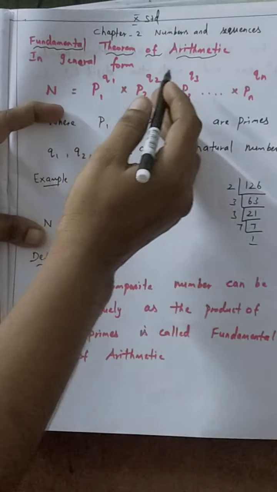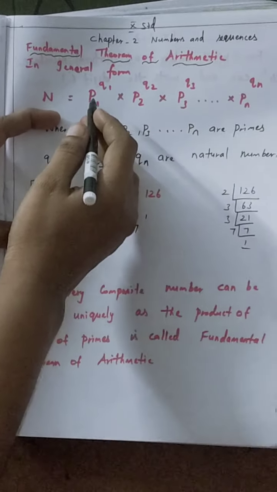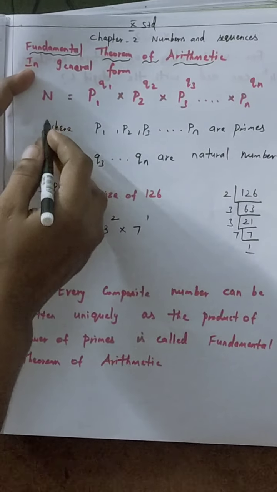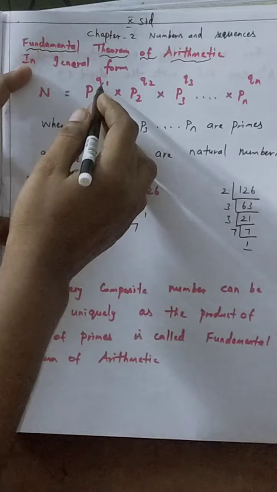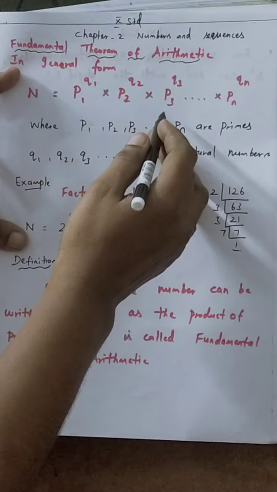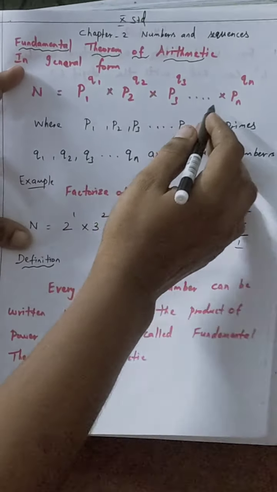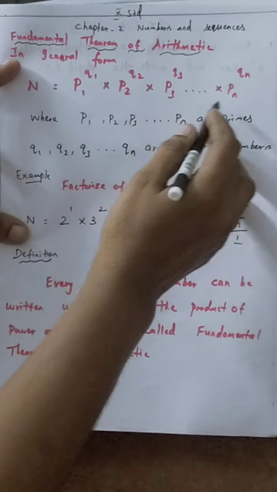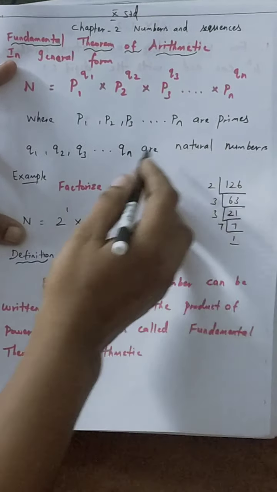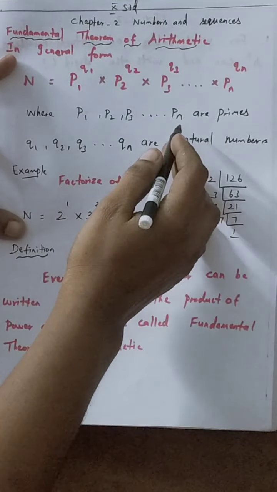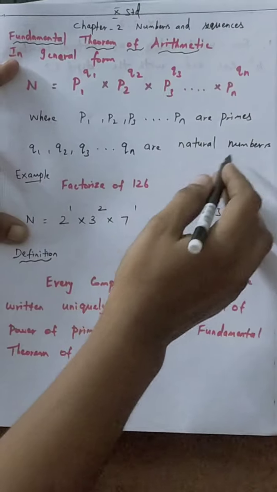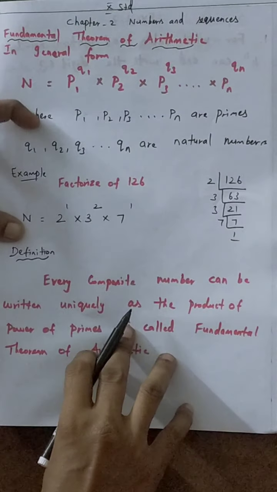The fundamental theorem of arithmetic means any given composite number has a general form. N is a composite number. N equals P1 power Q1 into P2 power Q2 into P3 power Q3 up to Pn power Qn. Then P1, P2, P3 up to Pn are primes, that is, they must be prime numbers, and Q1, Q2, Q3 up to Qn are any positive natural numbers.